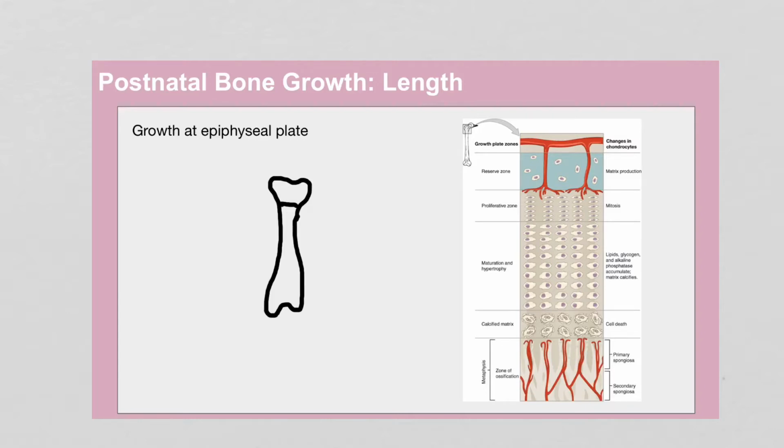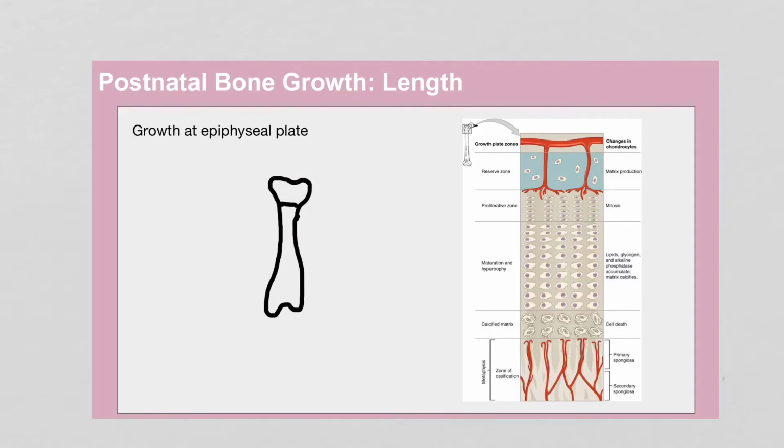The next zone is called the proliferation zone. In the proliferation zone is where these chondrocytes are rapidly dividing through mitosis. So we have lots and lots of new cells. These new cells that are formed are going to move upward, pushing the epiphysis away from the diaphysis. So these new cells are pushing upward and further separating the epiphysis from the diaphysis.